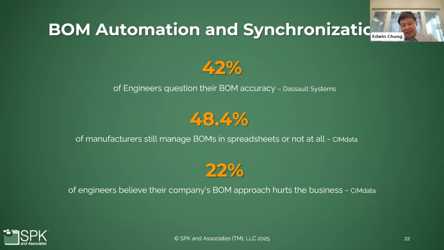Just under half, almost half of manufacturers we surveyed still run BOMs in spreadsheets or not at all, but let's just say spreadsheets or worse, which guarantees version drift, copy and paste errors, no where-used visibility, and more than 20% of them say that their current BOM approach is actively hurting the business's bottom line, which includes things like missed dates, scrap, failures, errors, and painful, really painful ECOs.